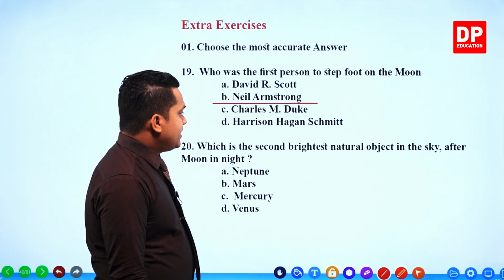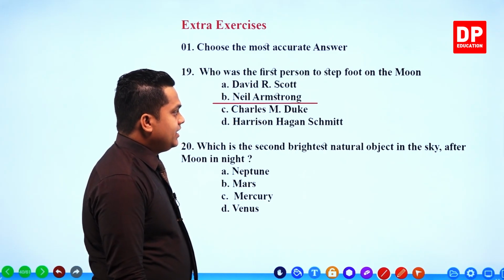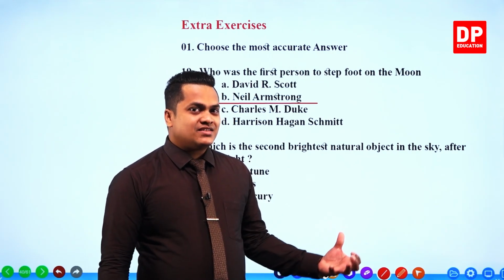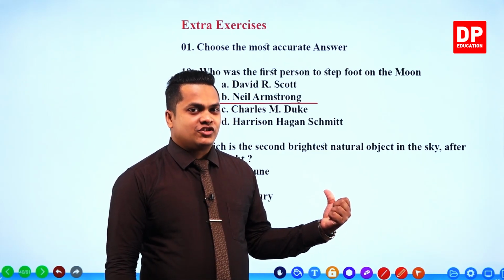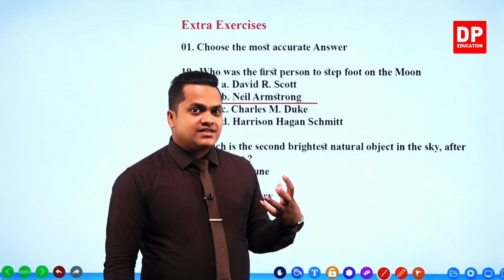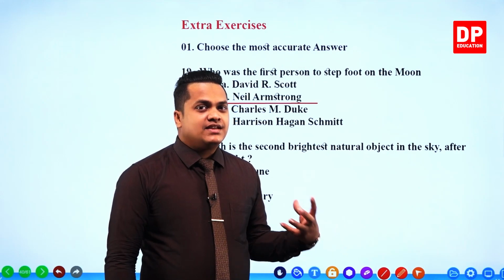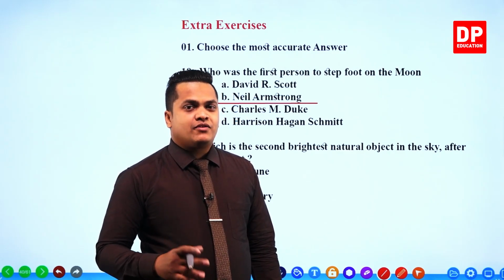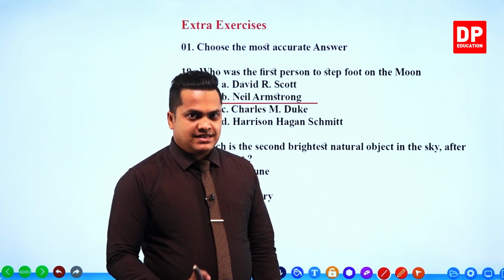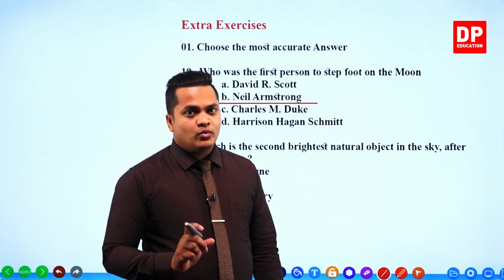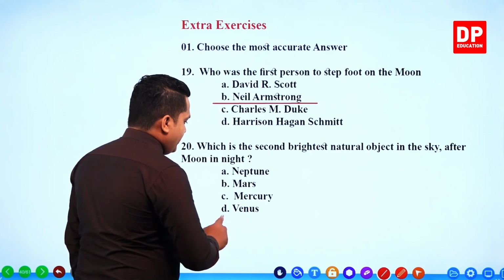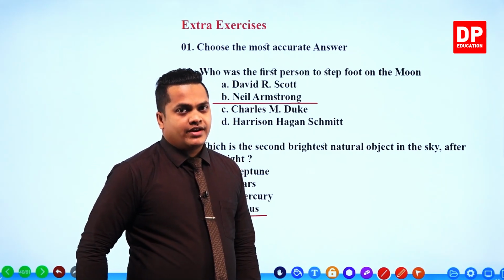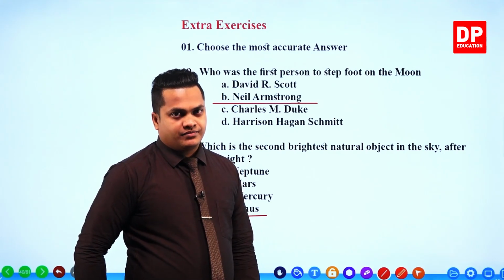Which is the second brightest natural object in the sky after the moon at night? I told you about this question. I was explaining this when we were discussing the earlier questions, my dear children. Venus is the second brightest object that can be seen in the night sky apart from the moon. The moon is the first and foremost bright object. Apart from the moon, the second brightest object that we can see in the night sky is the planet Venus. So our answer would be Venus.